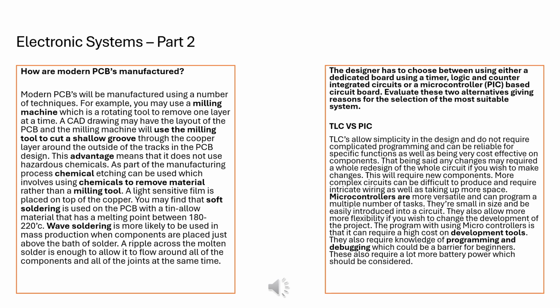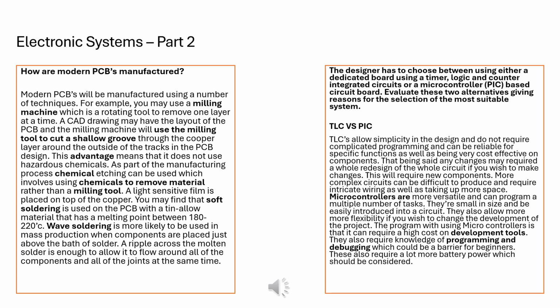As a part of the manufacturing process, you could also use chemical etching. What this does is it uses chemicals to remove material rather than a milling tool. So a light sensitive film is actually placed on top of the copper, but you also may find that soft soldering is used with a tin alloy material that will have a melting point.